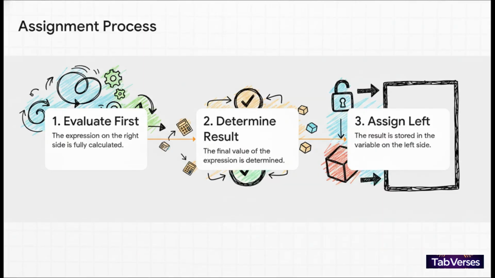Okay, this next part is super important. It's the order of operations. AL has a very strict rule. It always figures out everything on the right-hand side of the colon equals first. It does all the math, all the calculations, until it has one single final answer. Only then does it take that answer and put it into the variable on the left.